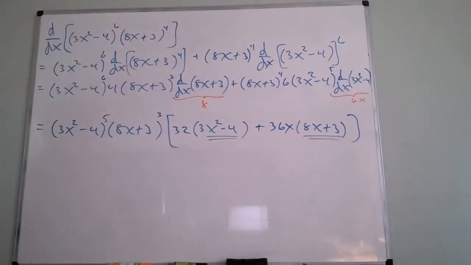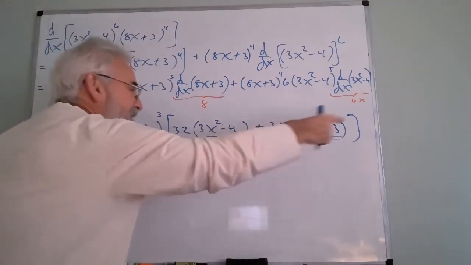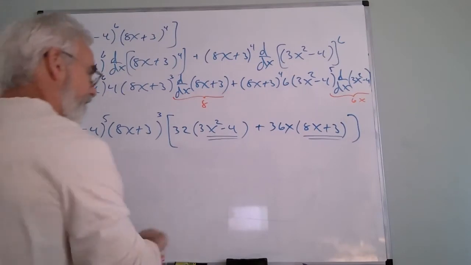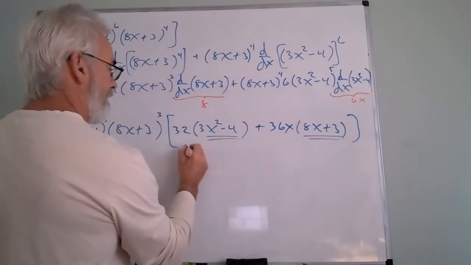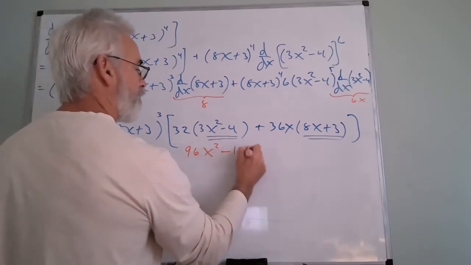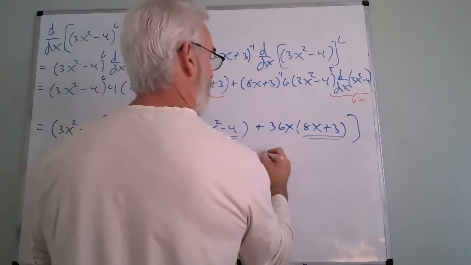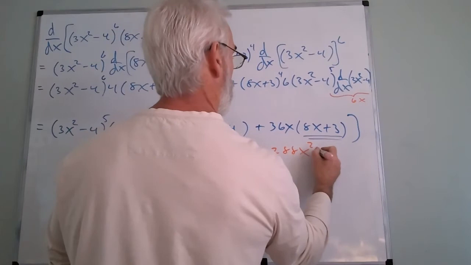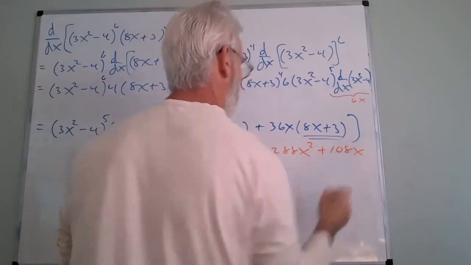Now, I'm almost done. I kind of need to clean this up. Okay, so let's clean that mess up. This would be 96x squared minus 128. And then here that would be plus 288x squared plus 108x.